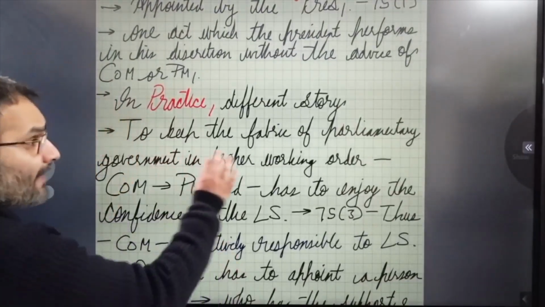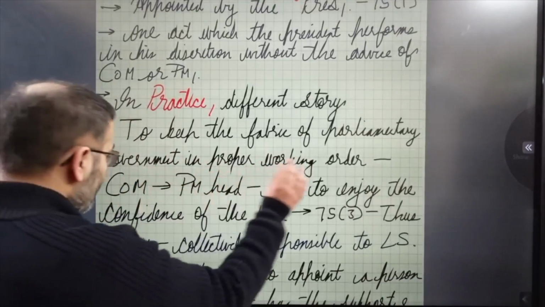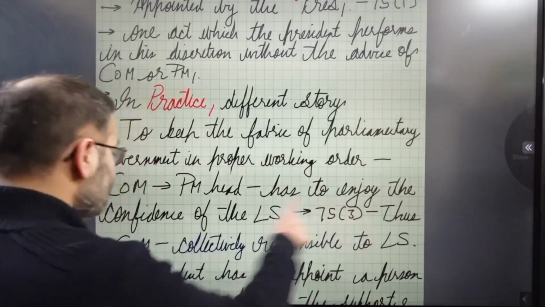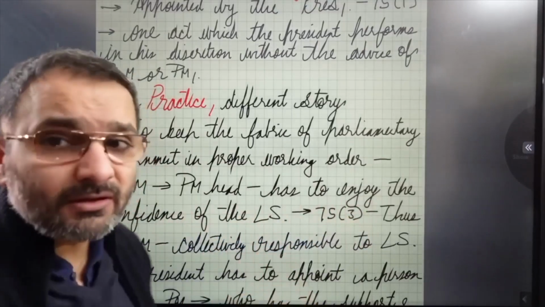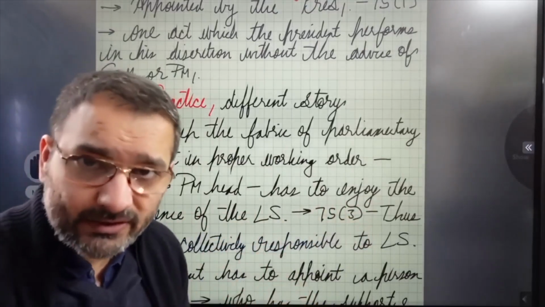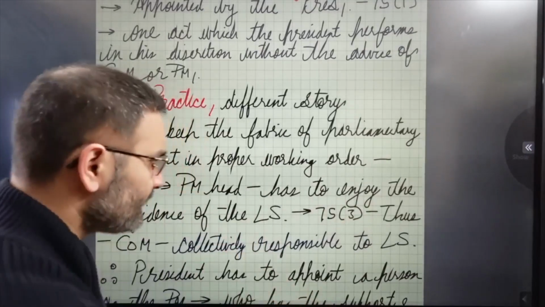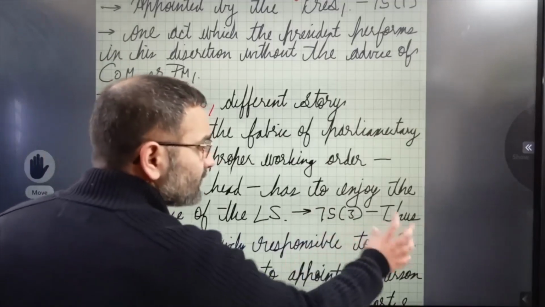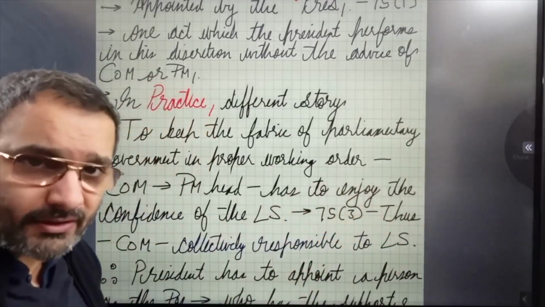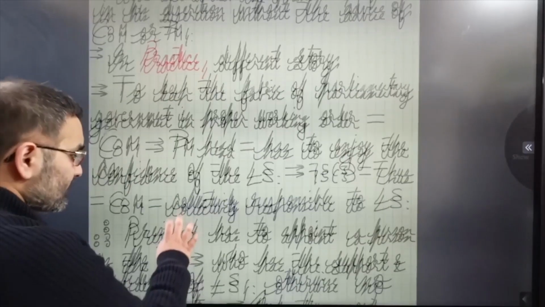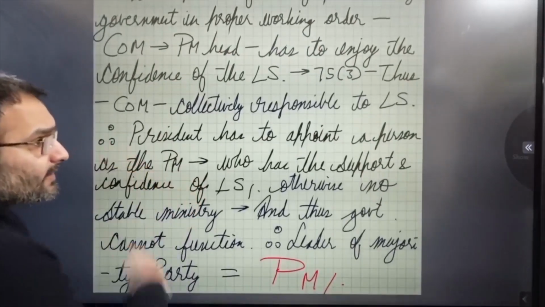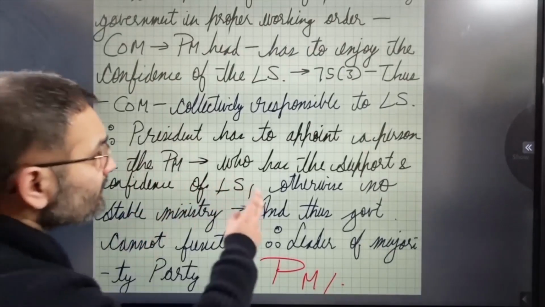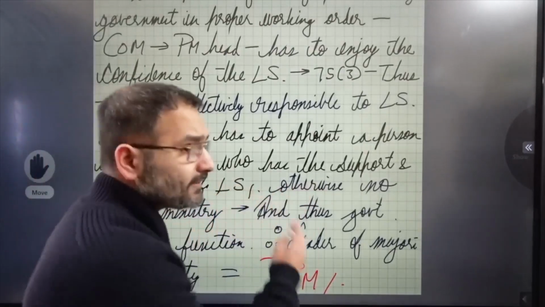So to keep the fabric of parliamentary government in proper working order, the Council of Ministers, who is headed by the Prime Minister, has to enjoy the confidence of the Lok Sabha. That is what Article 75 Clause 3 says, and we are just going to come to Article 75 as well. Thus, the Council of Ministers is collectively responsible to the Lok Sabha. Write this pointer down, okay? And why is this pointer here? Here is the thing. Therefore, the President has to appoint a person as the Prime Minister who has the support and confidence of the Lok Sabha.